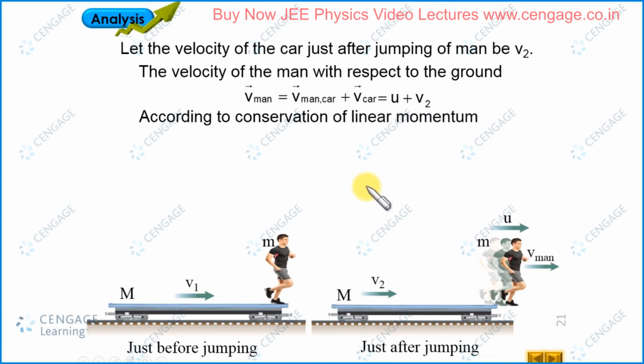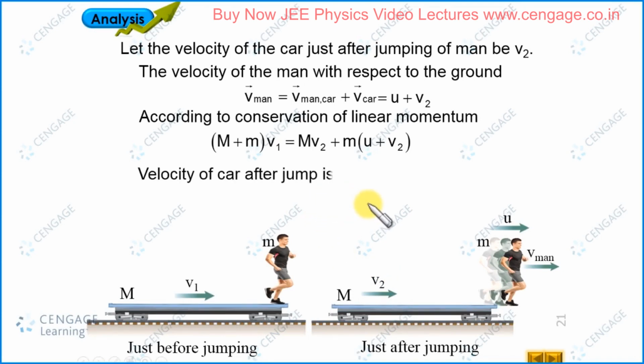So let us apply conservation of linear momentum. Now we can rearrange this equation to get the value of v2. v2 is the velocity of the railroad car just after jumping. This is the velocity of the railroad car. If you calculate, you will find this value.